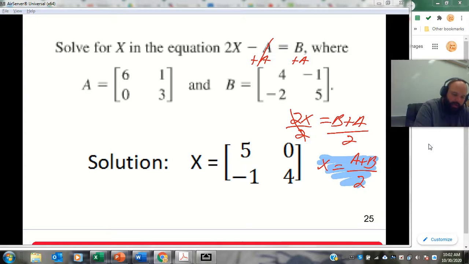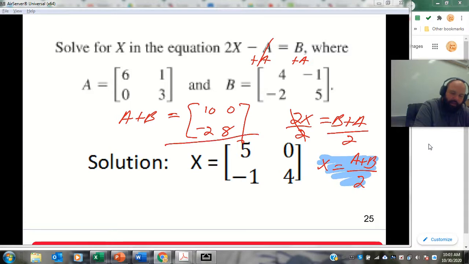So let's do that. You can see I have A right here and I have B right here. And so when I do A plus B, I get 6 plus 4, which is 10. I get 1 plus -1, which is 0. I get 0 plus -2, which is -2. And then I get 3 plus 5, which is 8. So this is A plus B. Now we need to take that whole thing and divide all of those by 2. And when I do, I get 5, 0, -1, and 4, which is my answer right there.